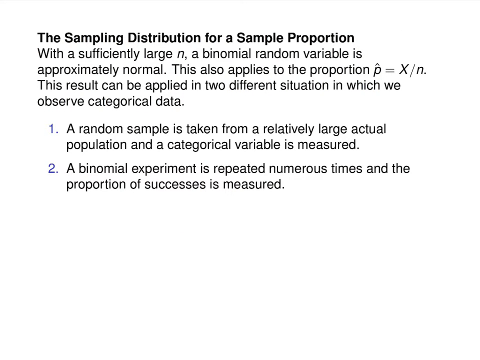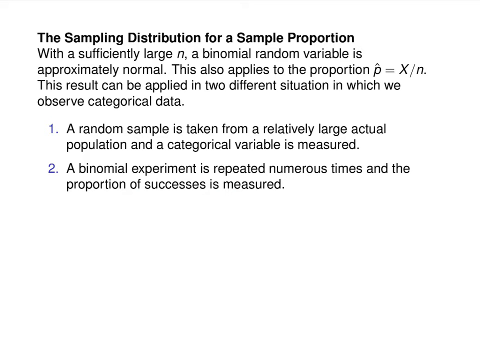So with a sufficiently big sample size, a binomial random variable is approximately normal. This also applies to the proportion p hat equals x over n, where x is your number of successes. And this result can be applied in 2 different situations in which we observe categorical data. Situation 1 is that you take a random sample from a large population and you measure some categorical variable, or a binomial experiment is repeated numerous times and the proportion of success is measured.